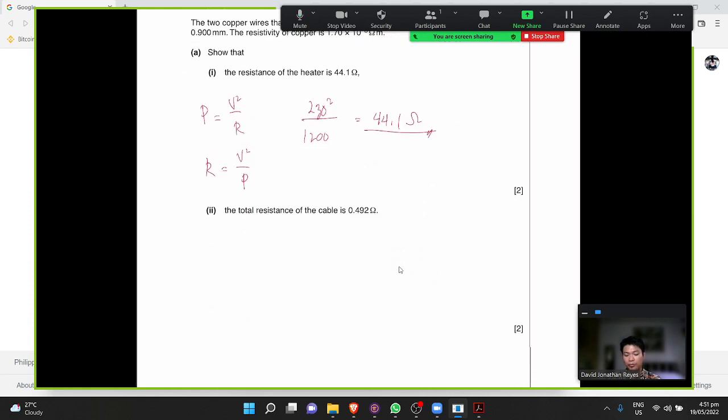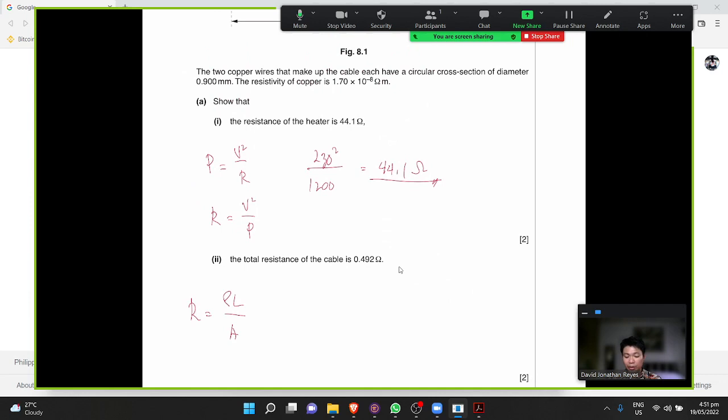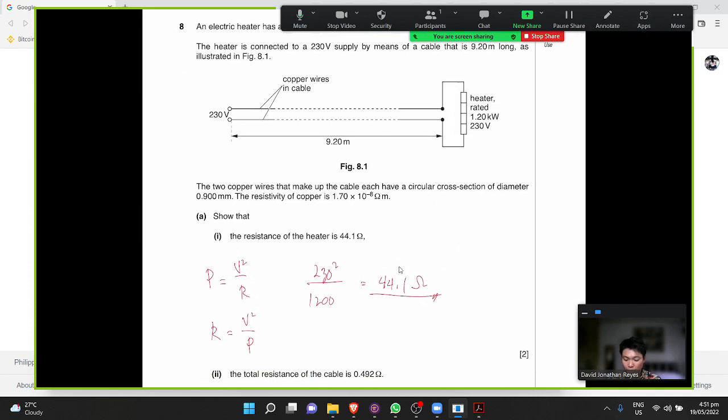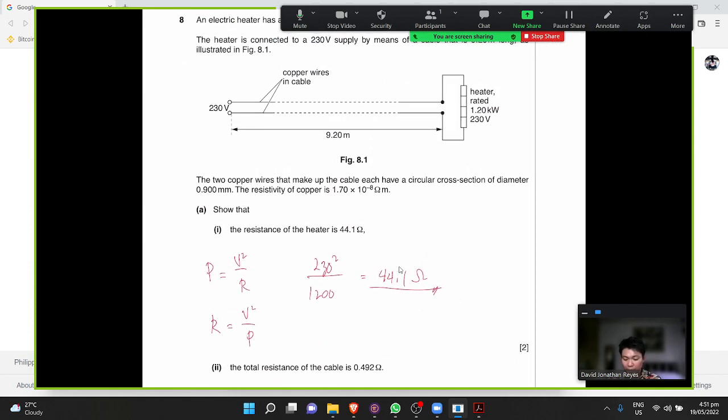Next, we want to find out what the total resistance of the cable is. We'll be using this equation: R equals resistivity multiplied by length over the area. We all know that the resistivity is around 1.7 times 10 to the negative 8, multiplied by the length. It's the length of the wire, 9.2. Okay, all over, what's the diameter?